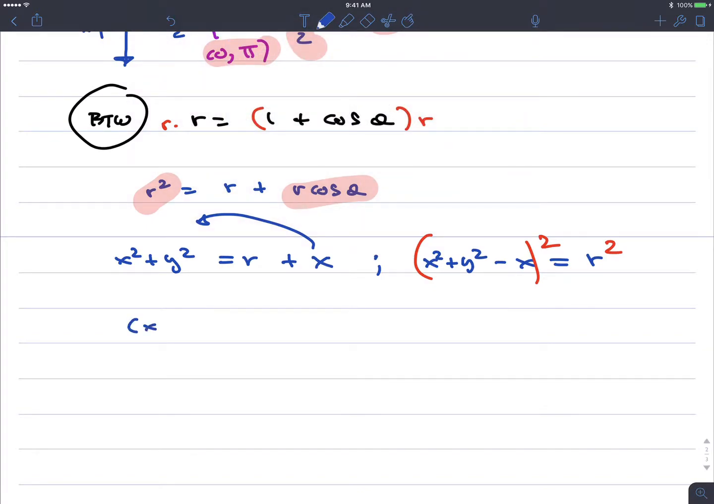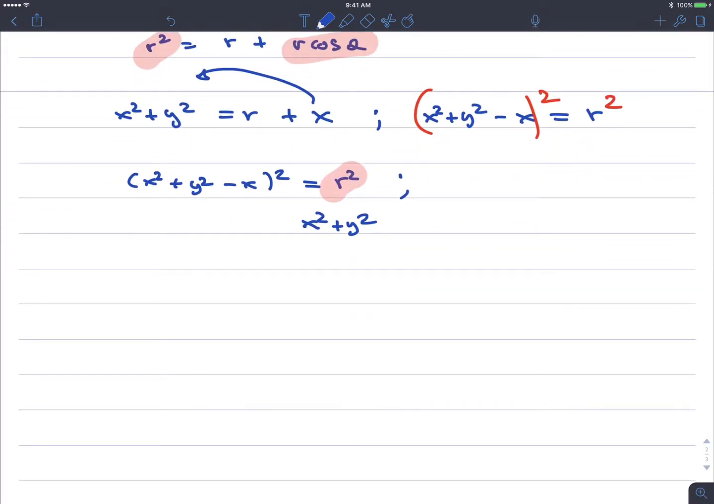You'll get x squared plus y squared minus x, to the second power, is r squared. What do you replace r squared with? Right here. Again, what is this? X squared plus y squared. So if you ever see the equation x squared plus y squared equals x squared plus y squared minus x, let me write it nicer, raised to the second power.